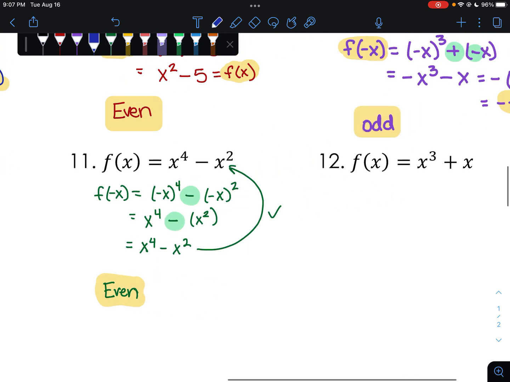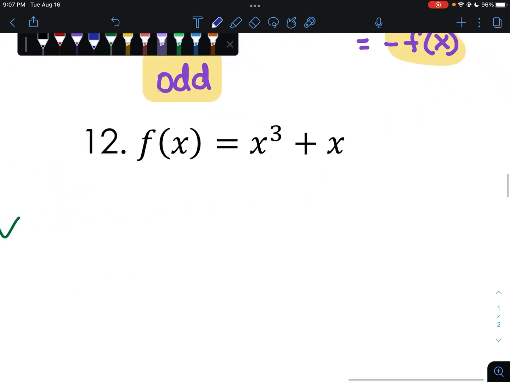Now, lastly but not least, we do need to make a correction on this. I did have a typo. That should be an exponent of a 5. So once again, we're going to evaluate this at f of negative x. That means we plug in negative x for every x value that we have.